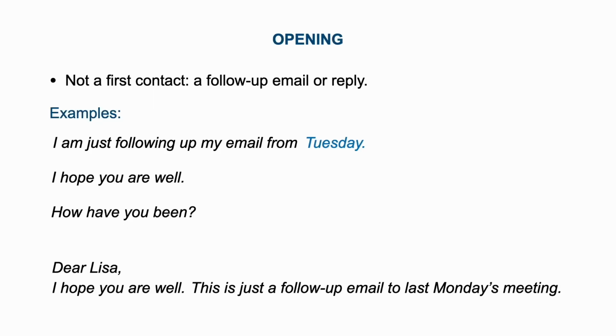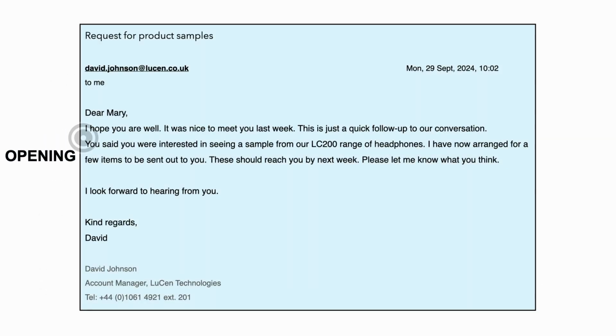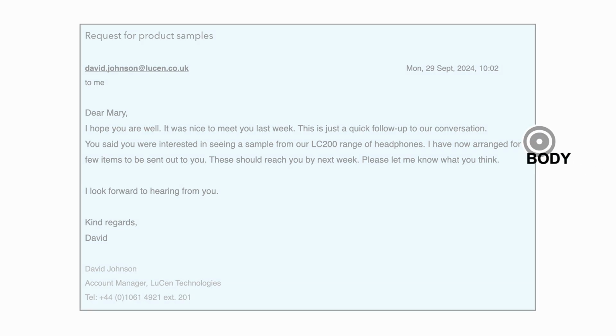The next part of the email we will look at is the body. The body is the purpose of your email, so here you should write what you want to say or ask, and therefore there are no set phrases you need to use. However, there are some useful guidelines you could follow. For example, 2 or 3 paragraphs is probably enough for one email.